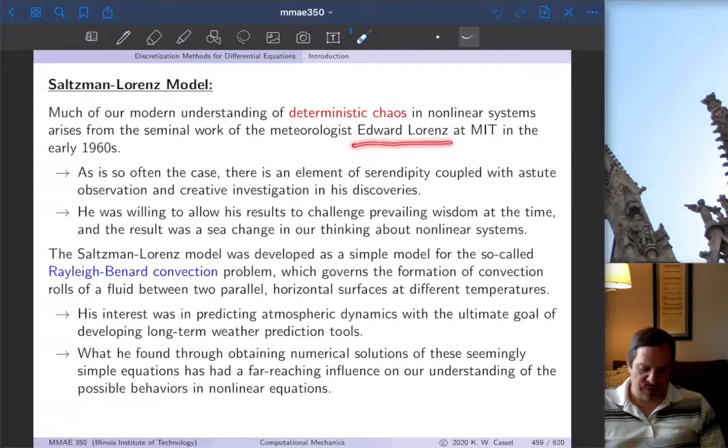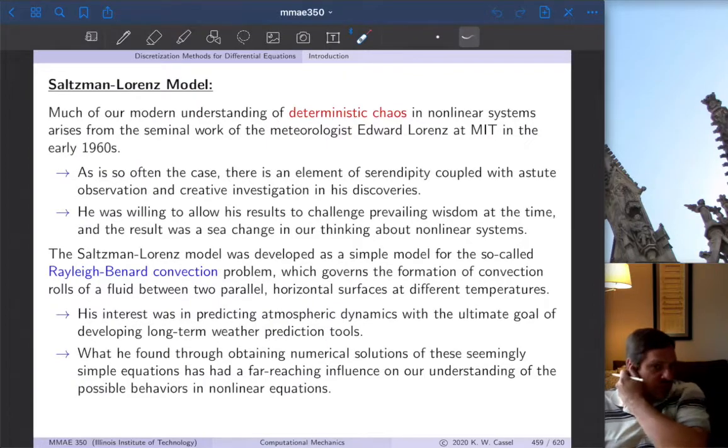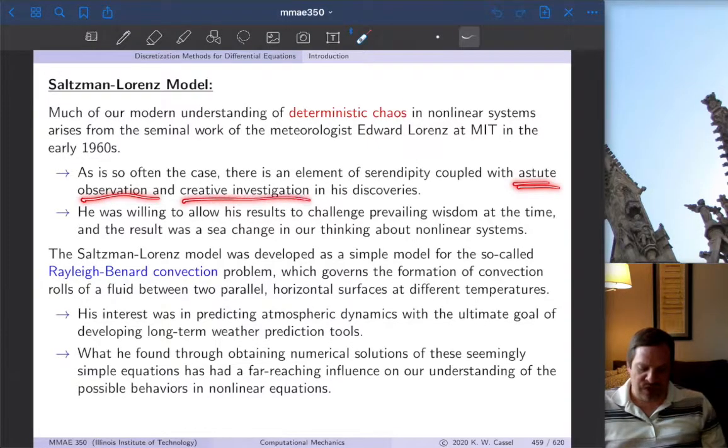There was a meteorologist named Edward Lorenz at MIT back in the 1950s and early 1960s who published the paper. Originally it was dated 1963. He was a researcher trying to better understand atmospheric dynamics. There was some serendipity, which is just a fancy word for chance, in his discoveries, but you have to give him credit for the astute observation and creative investigation.